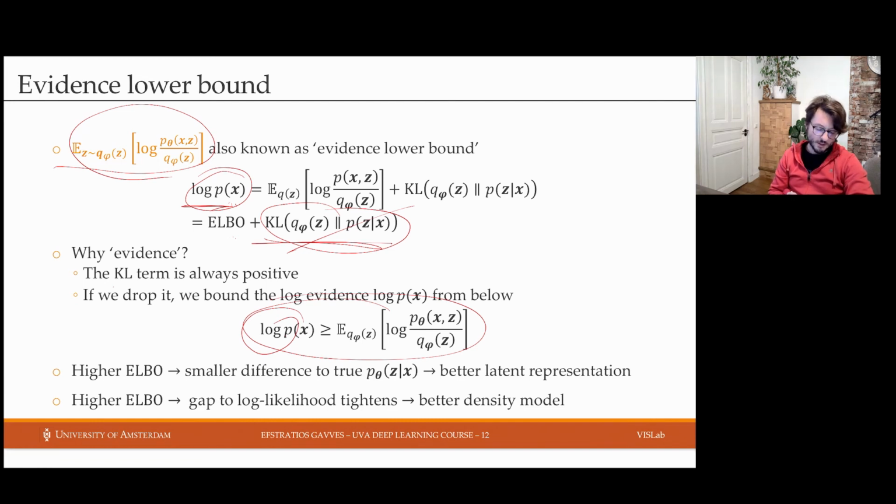This formulation is actually interesting because it implies that if I have a higher ELBO, then I'm going to have a smaller difference to the true posterior. And the reason is that the log p of x does not depend on the model parameters, so it won't change. And the higher the ELBO becomes, the closer we get to the log marginal. Therefore, we have better latent representations. Also, higher ELBOs mean that the gap to the log likelihood tightens, so we have better density models here.